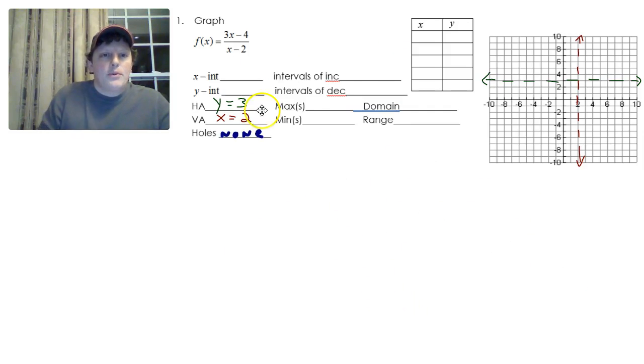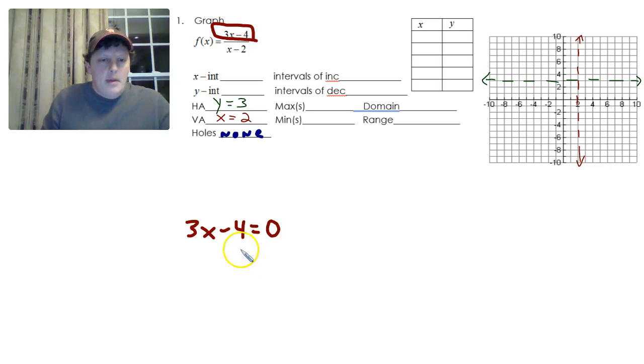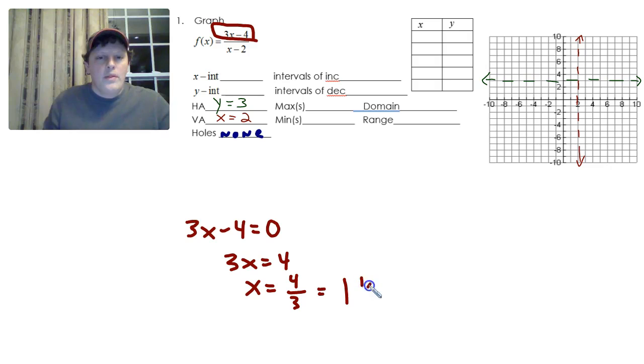In our first example, we actually didn't cancel anything out or factor. We just had 3x minus 4 over x minus 2. So we're back to those guided notes that we had before. So all we do is we take that numerator, that 3x minus 4, and we set it equal to 0. Add 4. Divide by 3. Now 4/3 is the same thing as 1 and 1/3.